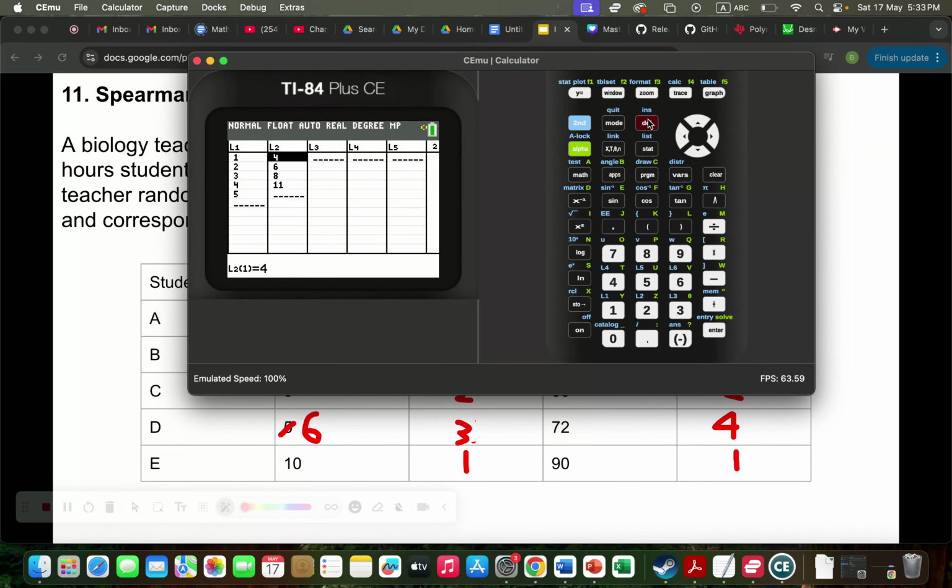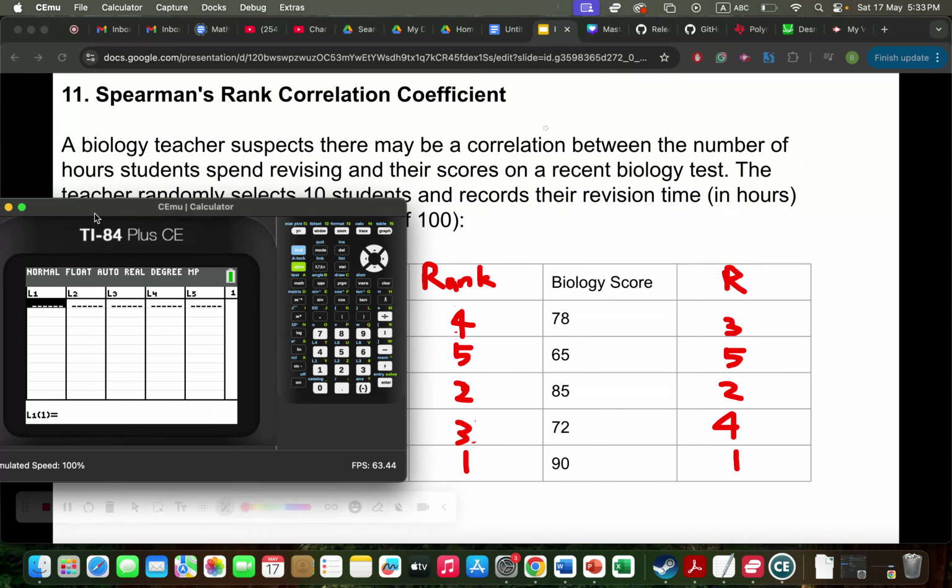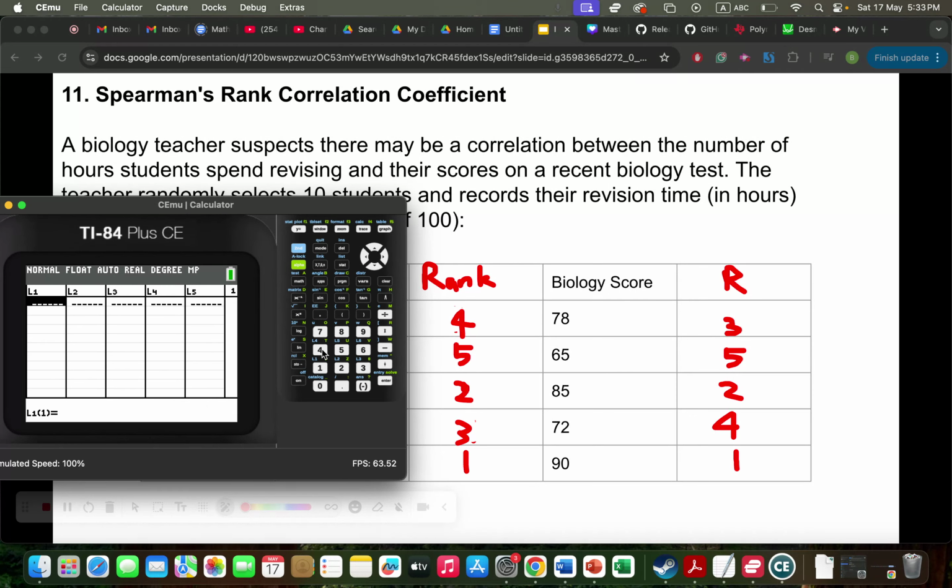Let me just delete all the data here. And under L1, I will put in the ranks of the first set of data I have here. So it's 4, 5, 2, 3, 1. Now again, I think this is not a great illustration, because there should be more data for this particular question, because in order for us to see a non-linear relationship, there should be much more data points than this. But I'm just trying to highlight how we can use the calculator to work on this. So you put 3, 5, 2, 4, and 1.